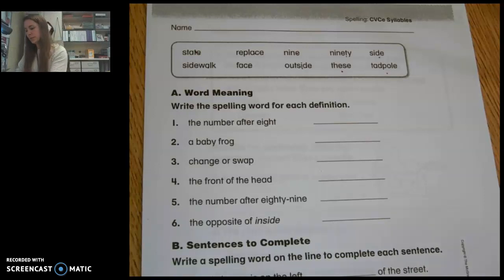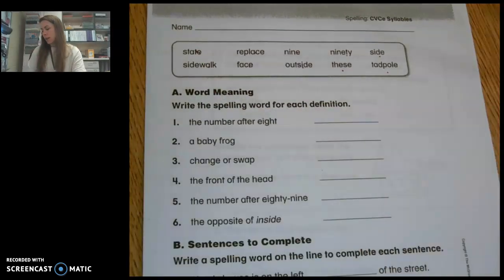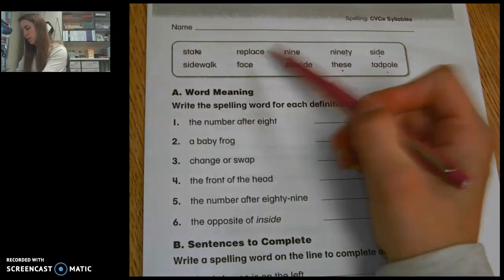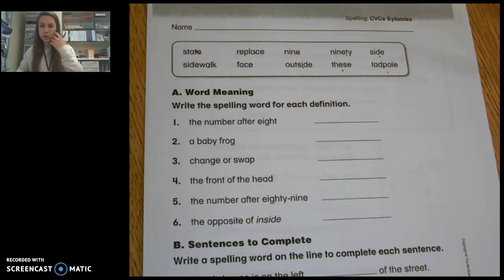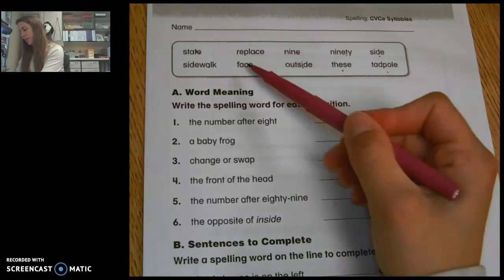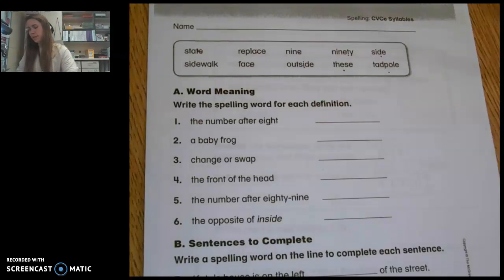Sidewalk. That is what we walk on instead of walking on the street so that we are safer. Replace means to kind of change something out or swap it. So if I know my dry erase markers are getting old and they're not writing very well, I might swap out one of those markers for a new one and I've replaced it. Then we have face. That's that part of your body, your face, on the very front of your head.